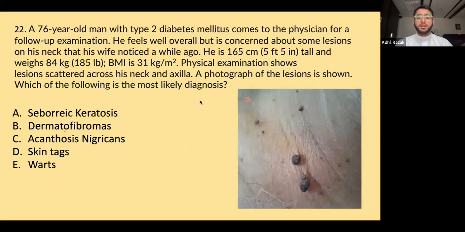All right, and yeah, next question. All right, so we have a patient who is 76 years old, type 2 diabetes mellitus, comes to the physician for a follow-up examination, feels well overall, but is concerned about some lesions on his neck that his wife noticed. He is 84 kgs, 165 centimeters, 31 BMI. He's overweight, obese. Lesions scattered across his neck and axilla, and a photograph of the lesion is shown. Which of the following is the most likely diagnosis?